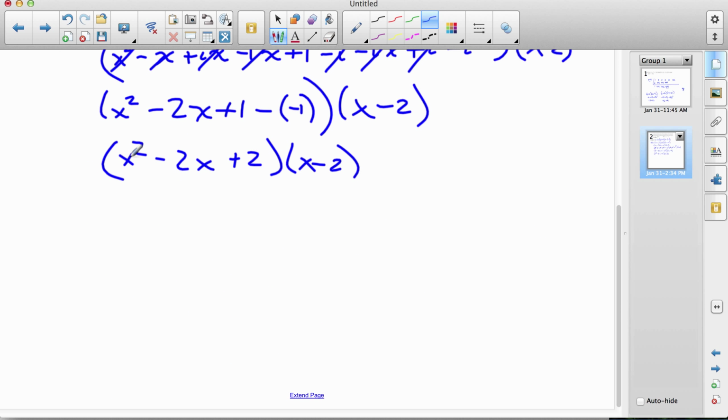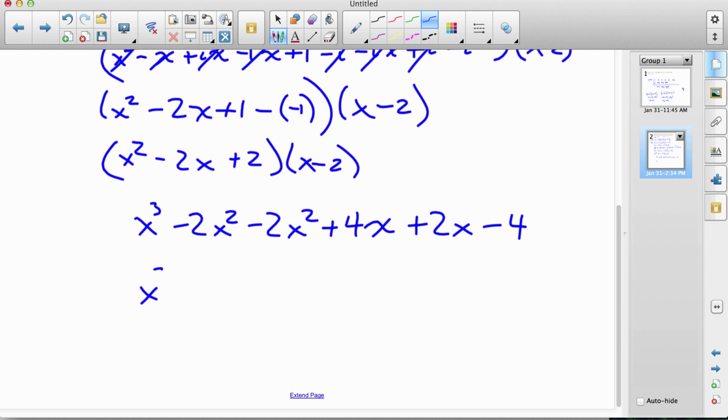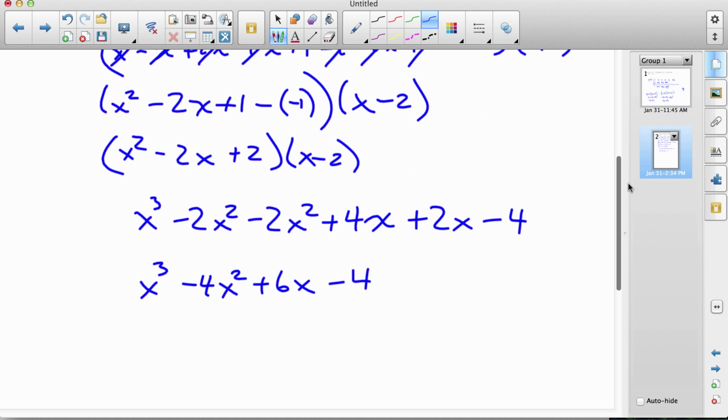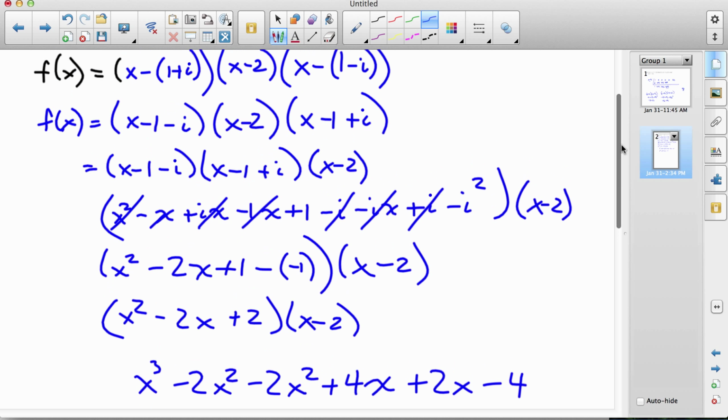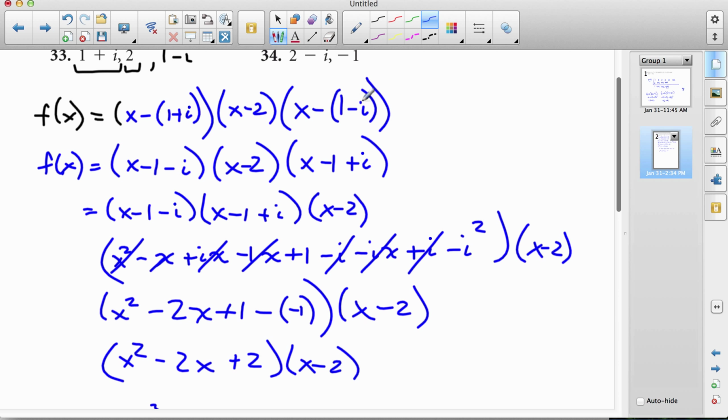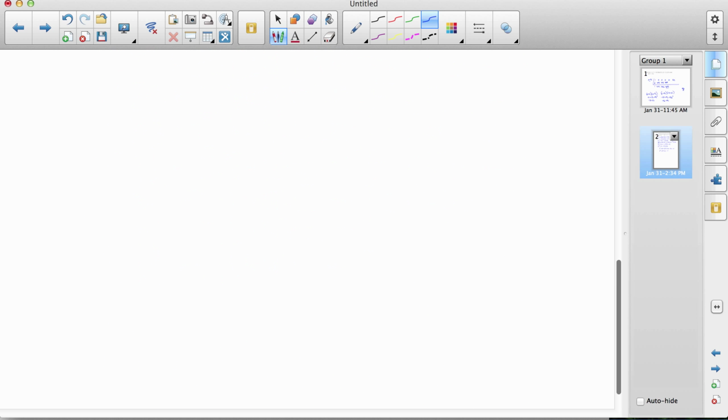Now FOIL this out. So x squared times x, that'd be x cubed, minus 2x squared, minus another 2x squared, plus 4x, plus 2x, minus 4. Simplifying, x cubed minus 4x squared plus 6x minus 4. Perfect. So that would be my polynomial. And probably the thing that might have messed you up was back right here. Dirty, rotten, filthy, stinking negatives. That's probably what caught you.